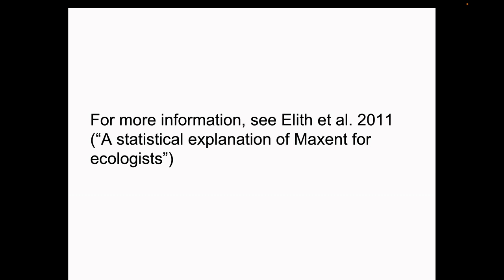For more information on Maxent for doing species distribution modeling, this paper by Elith et al. in 2011 is a very good resource. It's very technical, so you should treat it like an encyclopedia. It has more in-depth information than you would need, but everything is there, and you can read smaller amounts in different places of it to get the gist of it. So that's the end of my lectures on species distribution modeling.